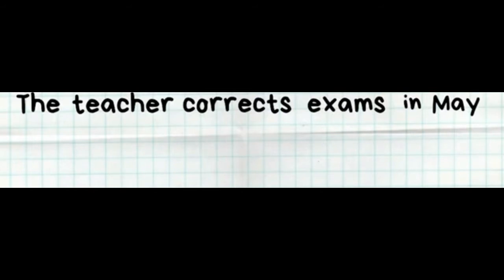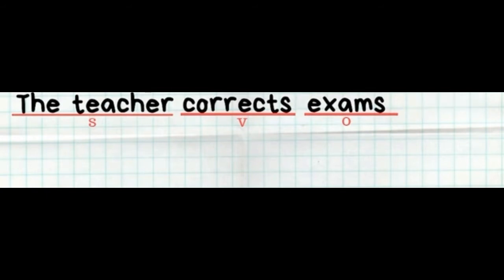Then we have this example: the teacher corrects exams in May. We have to identify, first of all, what's the subject, the teacher. Then we need to know where the verb is, corrects, and what's the direct object that we are talking about, exams. Then we are going to forget about in May. Let's take it out, and we are going to concentrate on this.